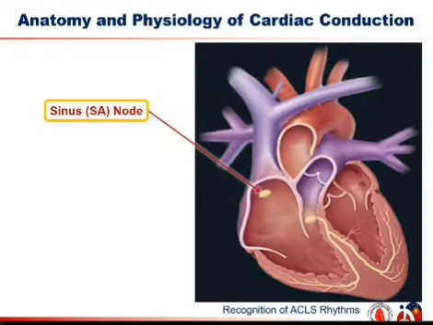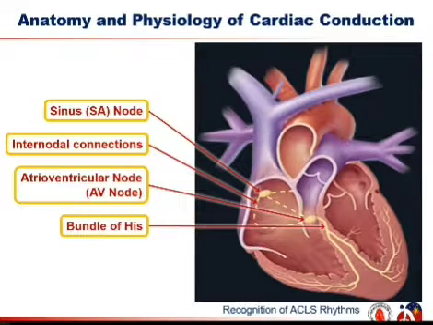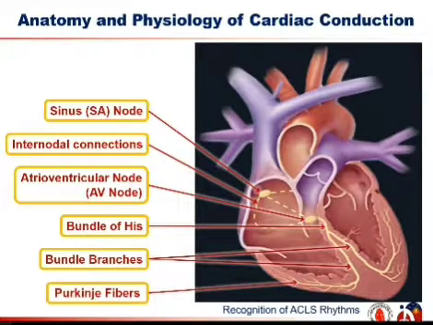The impulses that originate from the sinoatrial or SA node travel through the internodal connections to the atrioventricular node. From the AV node, these impulses travel through the bundle of His and further down the bundle branches. Both the bundle branches terminate in the Purkinje fibers, projecting throughout the rest of the myocardium.